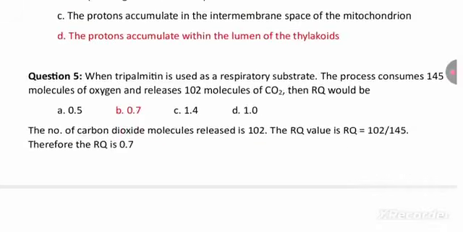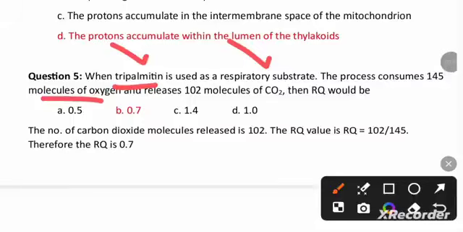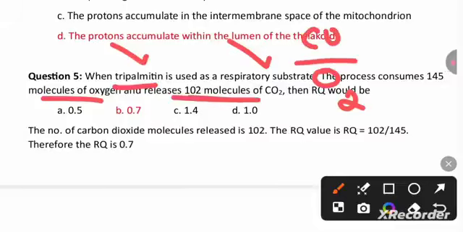Tripalmitin is a fatty acid. When it is used as a respiratory substrate, the process consumes 145 molecules of oxygen. The oxygen consumed is 145 and the release of carbon dioxide is 102. So when you take 102 divided by 145, you will get the respiratory quotient for this fatty acid, which is less than 1, that is 0.7.